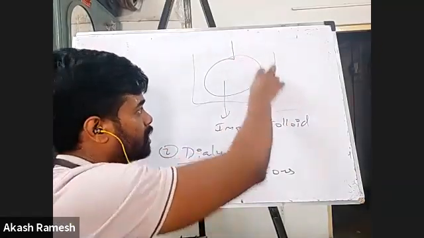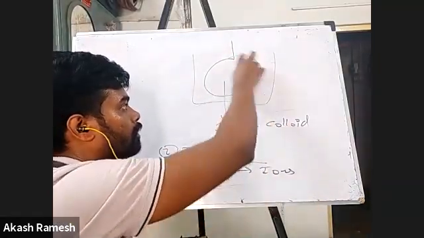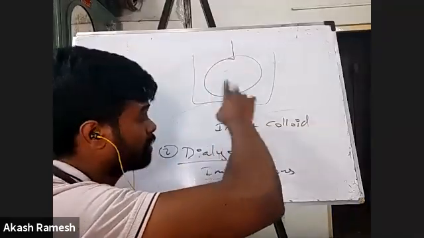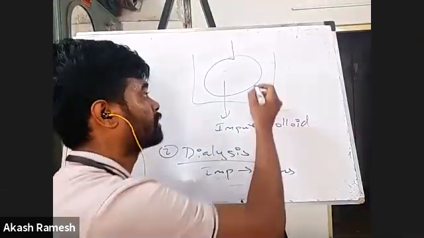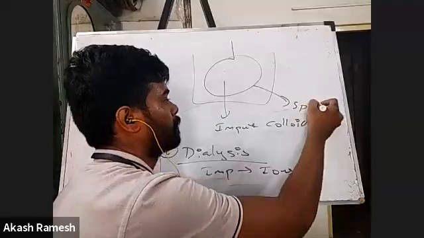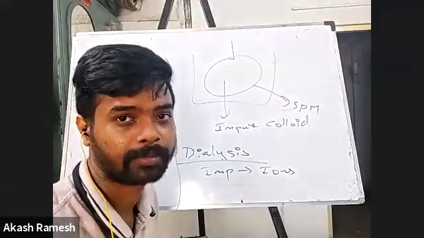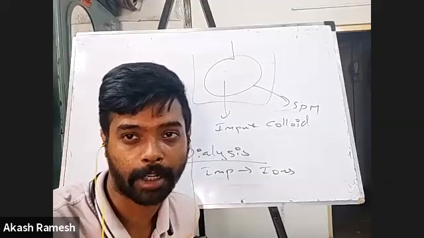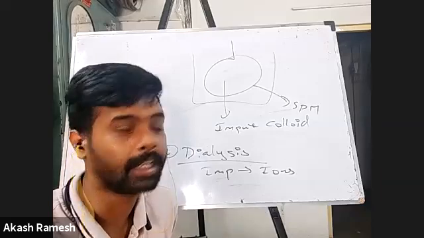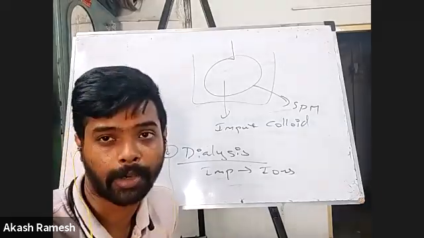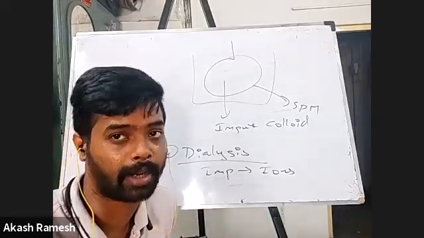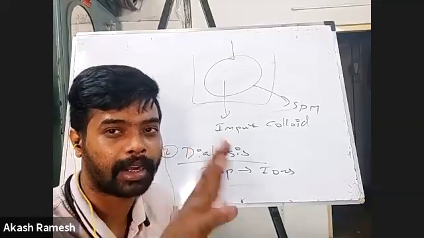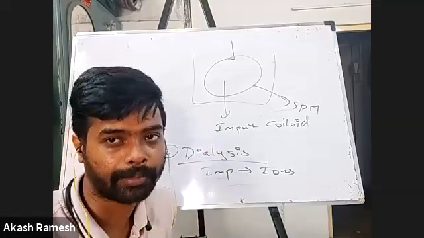And the surface of the vessel which has the impure colloid is made up of an SPM. What is SPM? Selectively permeable membrane, or semi-permeable membrane. So the surface is made up of a semi-permeable membrane. That means certain particles can go inside, certain particles can come out.